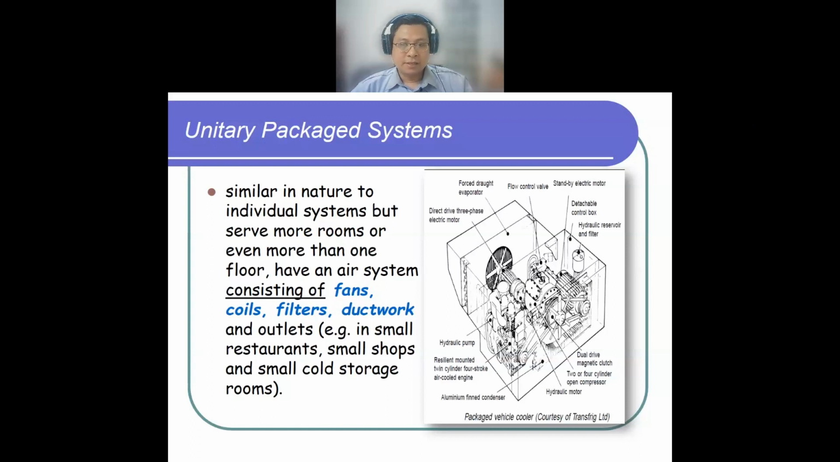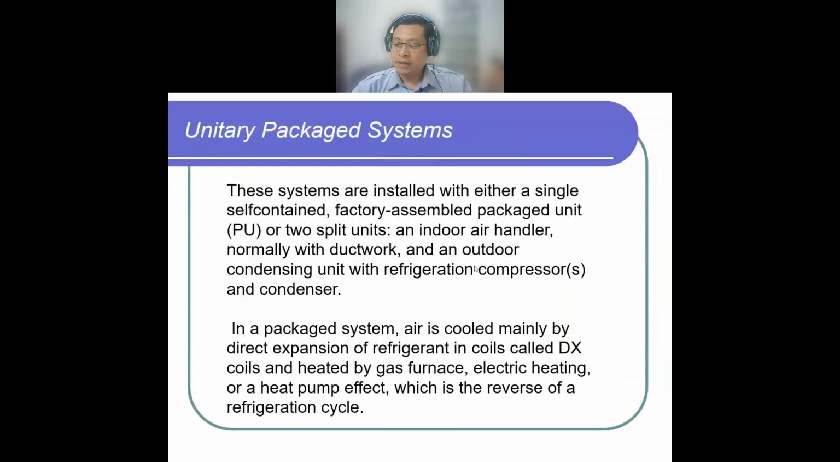So this one can be an option to be selected when we consider a restaurant or small shop, because they sometimes have more than one floor. These systems are installed with either a single self-contained factory-assembled package unit or two split units: an indoor handler, normally with ductwork, and an outdoor condensing unit with refrigeration compressors and condenser.